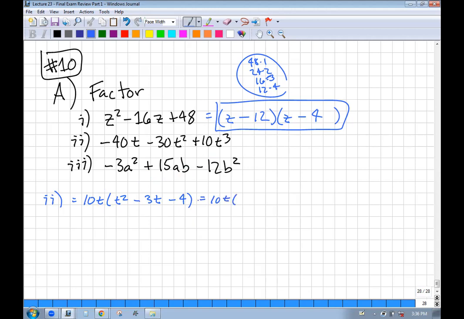This dude we can eyeball because there's no coefficient. We know we need a t and a t. We need two numbers that multiply to give us -4 and add to give us -3. So how about a -4 and a +1? They multiply to give me -4. I got the -4t plus t gives me the -3t.